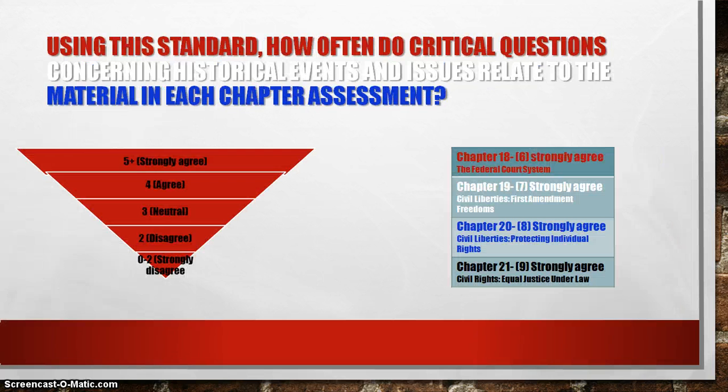I used the Likert scale again to demonstrate how this standard applied to my key question for analysis, which was, using this standard, how often do critical questions concerning historical events and issues relate to the material in each chapter? Using excerpts from each chapter and comparing them to the objectives for each chapter in the assessments, I inferred that each chapter again fell under the strongly agree category and accurately demonstrated this standard through its content.